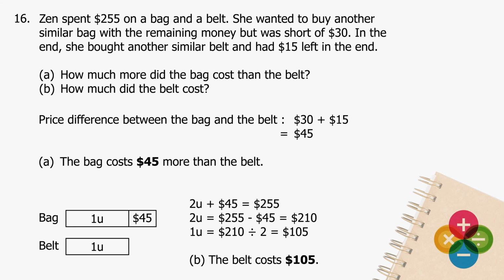The price difference between the bag and the belt will be, add $30 to $15, and the sum is $45. A. The bag cost $45 more than the belt. 2 units, plus $45, is equal to $255. 2 units will be, subtract $45 from $255, and the difference is $210. 1 unit will be, divide $210 by 2, and the quotient is $105. B. The belt costs $105.